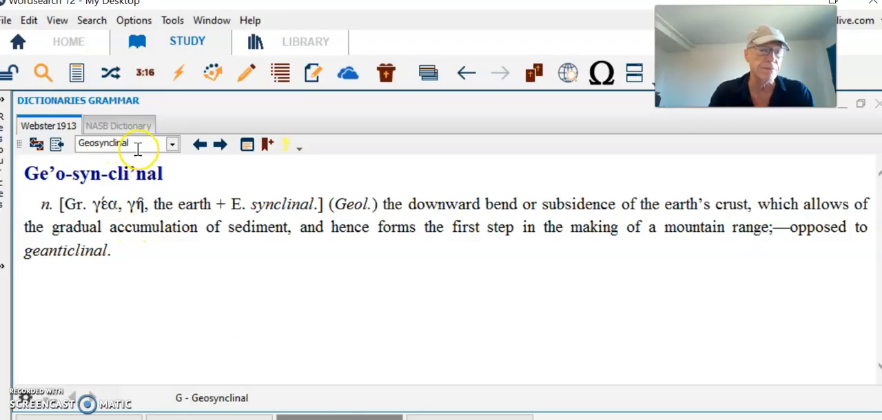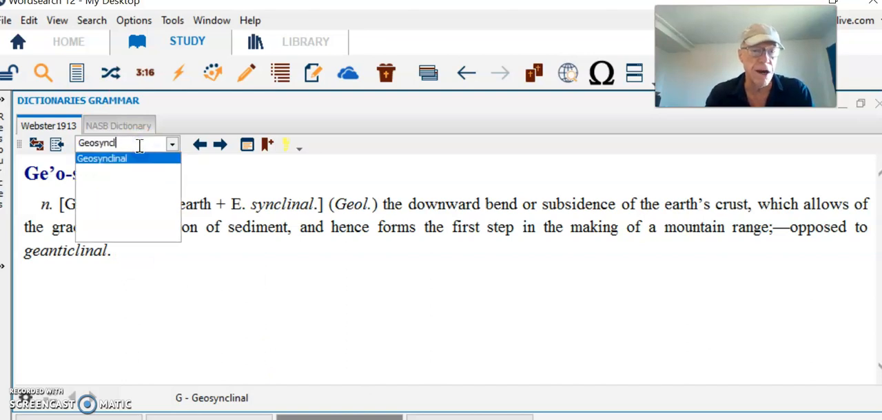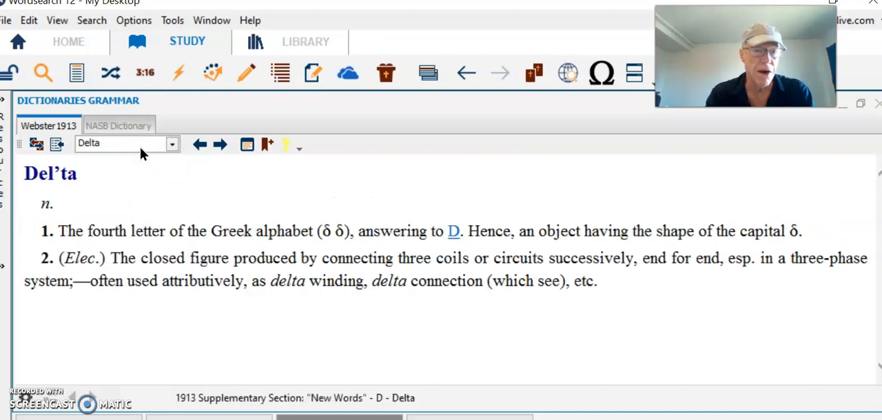Well, delta. What's a river delta? A river plain, I guess.